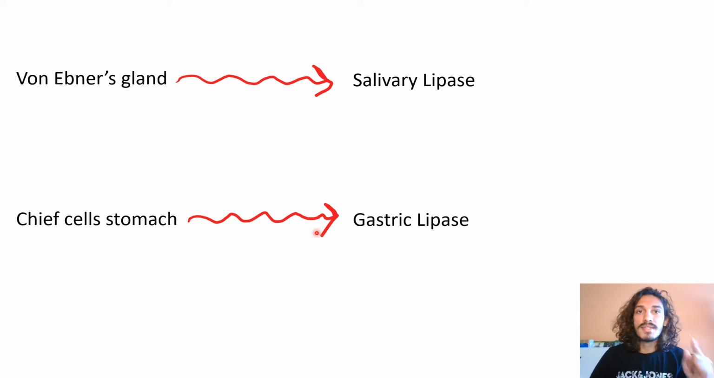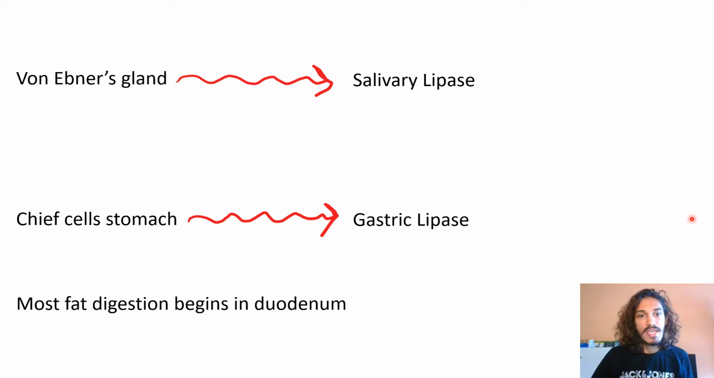The other cell, which is the parietal cell, is responsible for acid secretion, and it is also helpful in secretion of intrinsic factor. So parietal cell is for your intrinsic factor as well as acid secretion, and chief cell is for pepsinogen secretion and gastric lipase. So this is basically what initially happens. Okay, and most fat digestion begins in the duodenum.